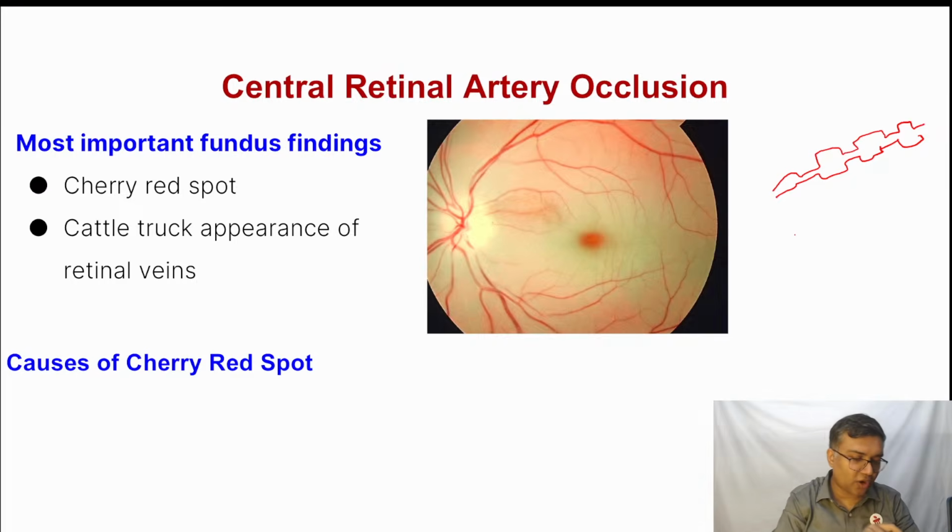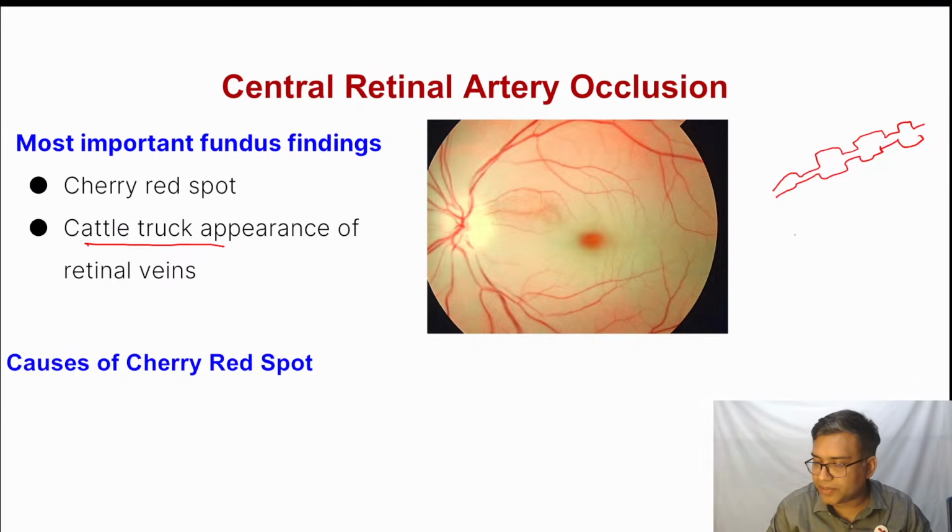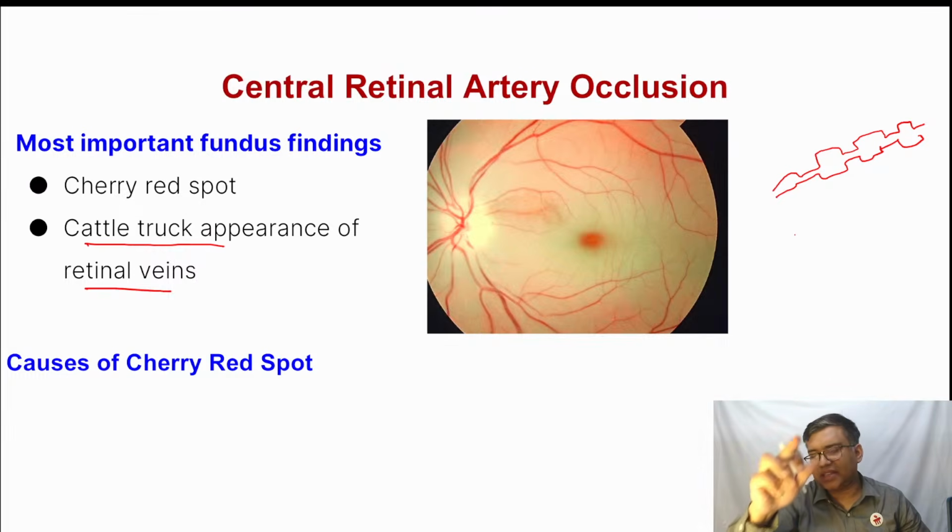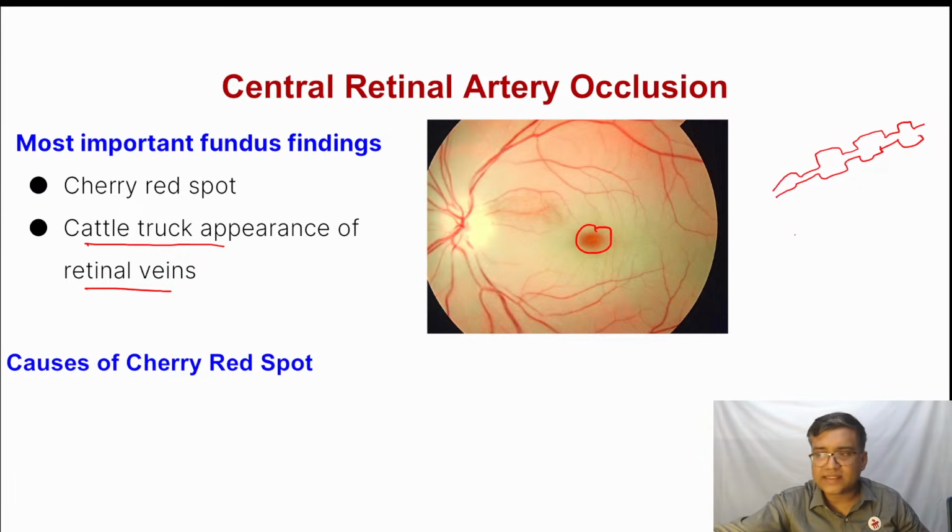Okay, this is called cattle trucking appearance of retinal veins. So these are very important points regarding the central retinal artery occlusion. Now, if you can see this image, there is a retinal edema, but in the center you can see a bright spot here. So what is this bright spot? This bright spot is basically the cherry red spot.